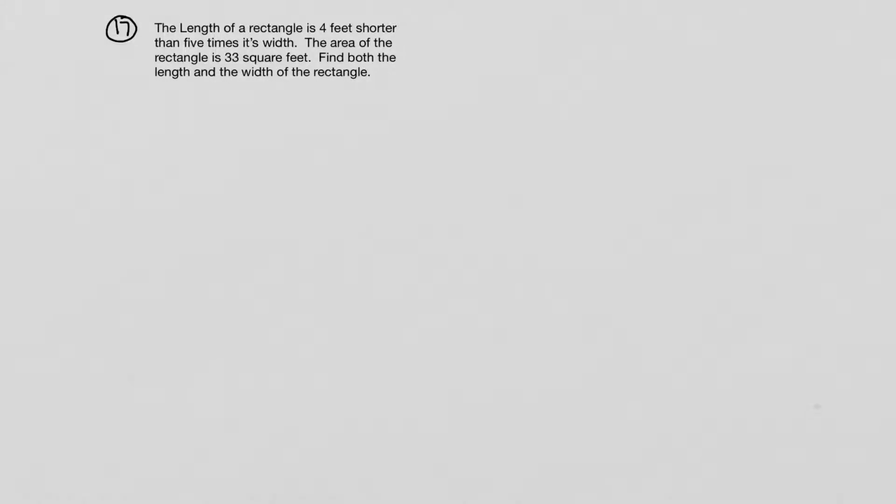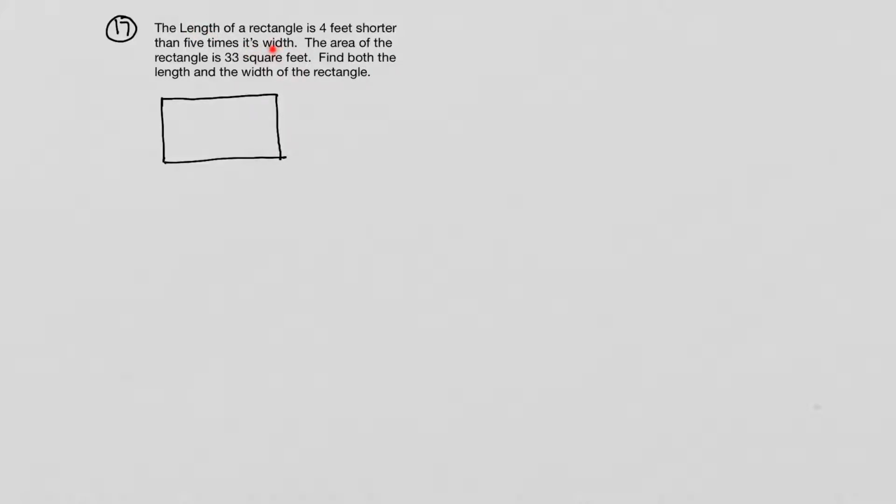So we've got a problem here that involves some geometry, a rectangle. So let's draw ourselves a rectangle. Any rectangle will do. And let's start to label. So what we know when I read this is the length of the rectangle is 4 feet shorter than 5 times the width. The length comes first, the width comes second.